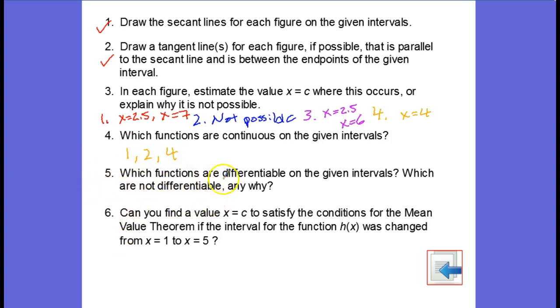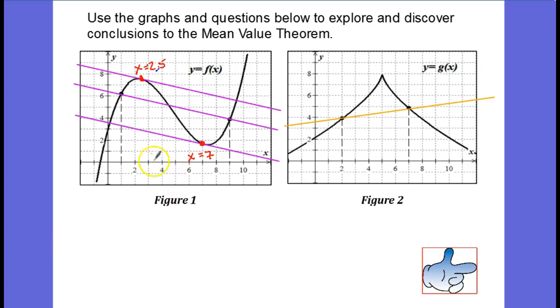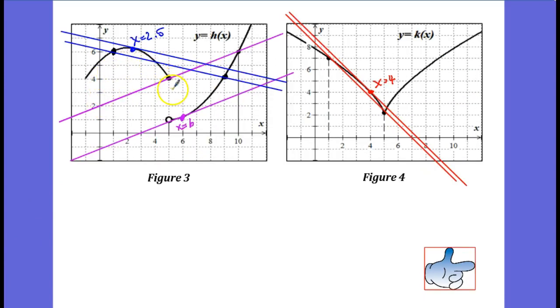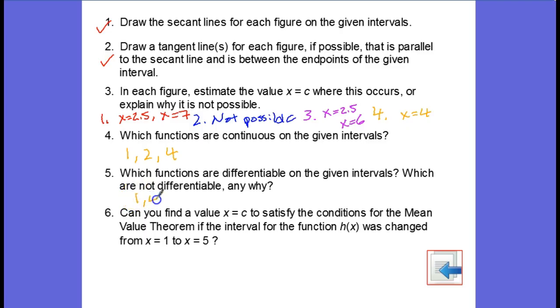Now number 5 says, which functions are differentiable on the given intervals, which are not differentiable, if any, and why? So going back and looking, 1 was continuous and differentiable everywhere on the interval. 2 was continuous but not differentiable. 3 was not continuous on the interval and therefore not differentiable. And 4 was continuous on the interval and differentiable on the interval. So this leaves us with 1 and 4.